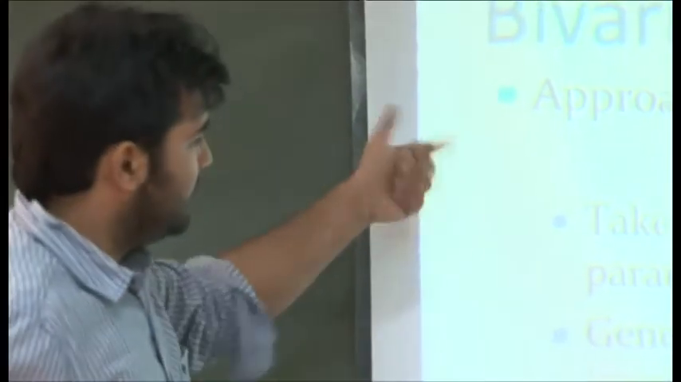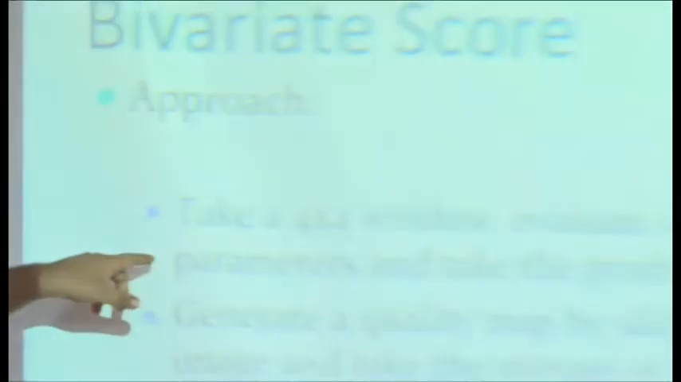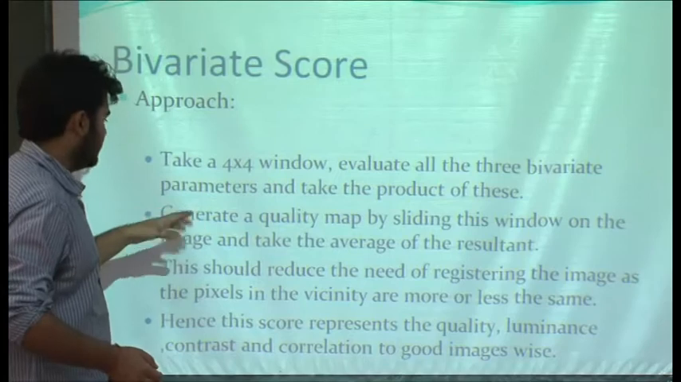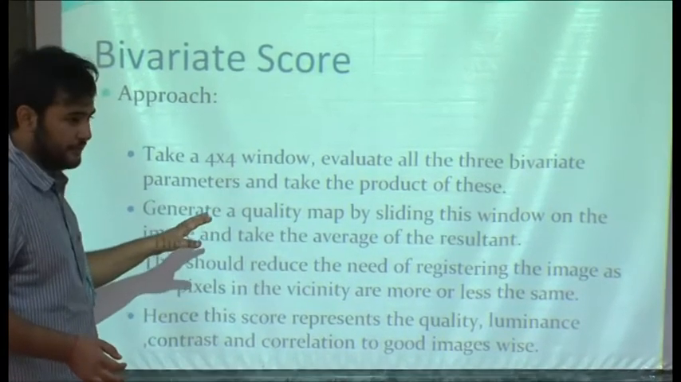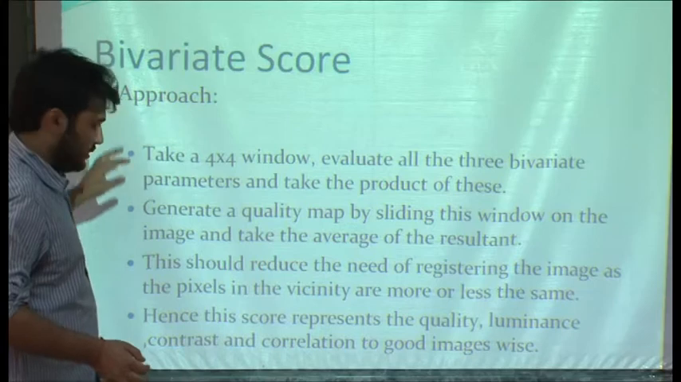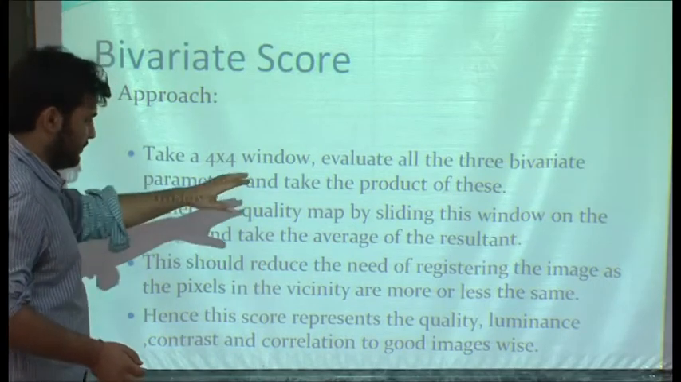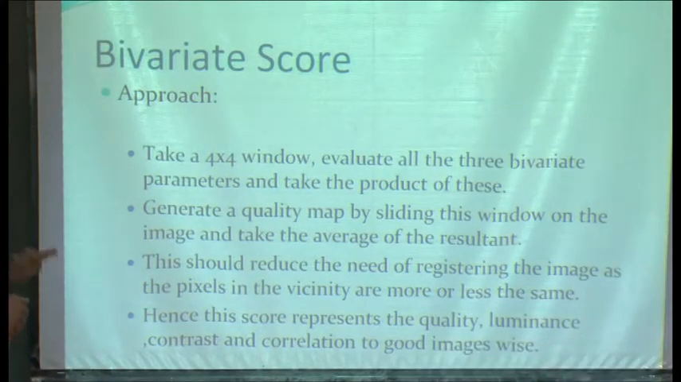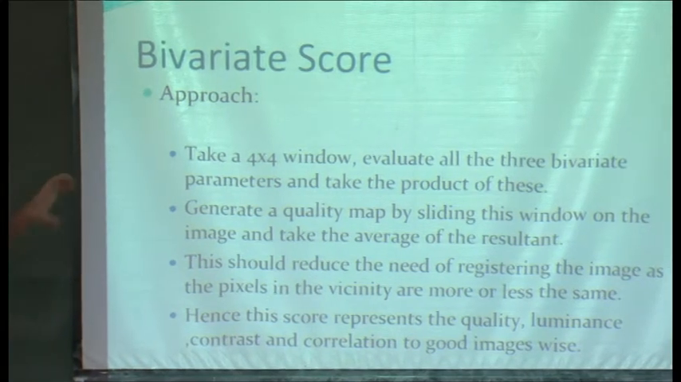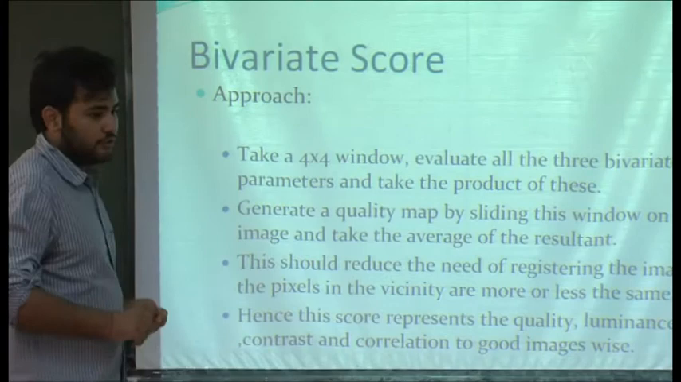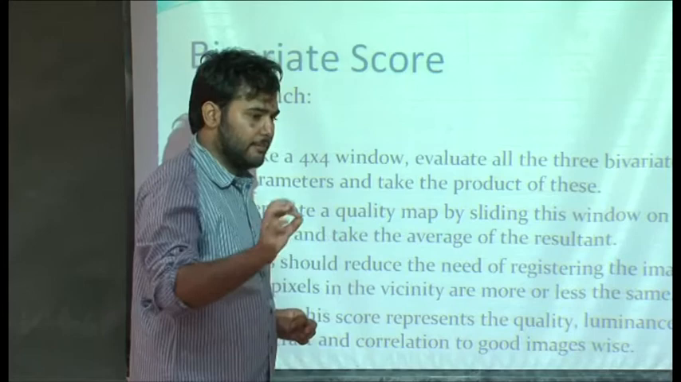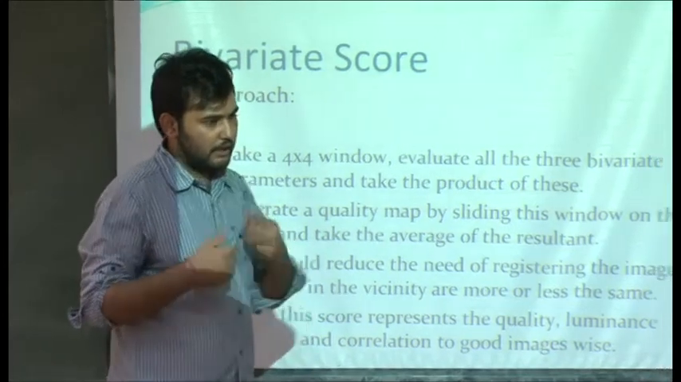But the approach that I have taken to counter that was, I took a 4x4 window to evaluate all the 3 parameters, and then I took the product of these. This was summed and averaged by sliding the window over the entire image. This reduces the need for image registration, because I am assuming that in an iris code the values do not change very frequently. In a 4x4 window, the images can be assumed to have similar values.